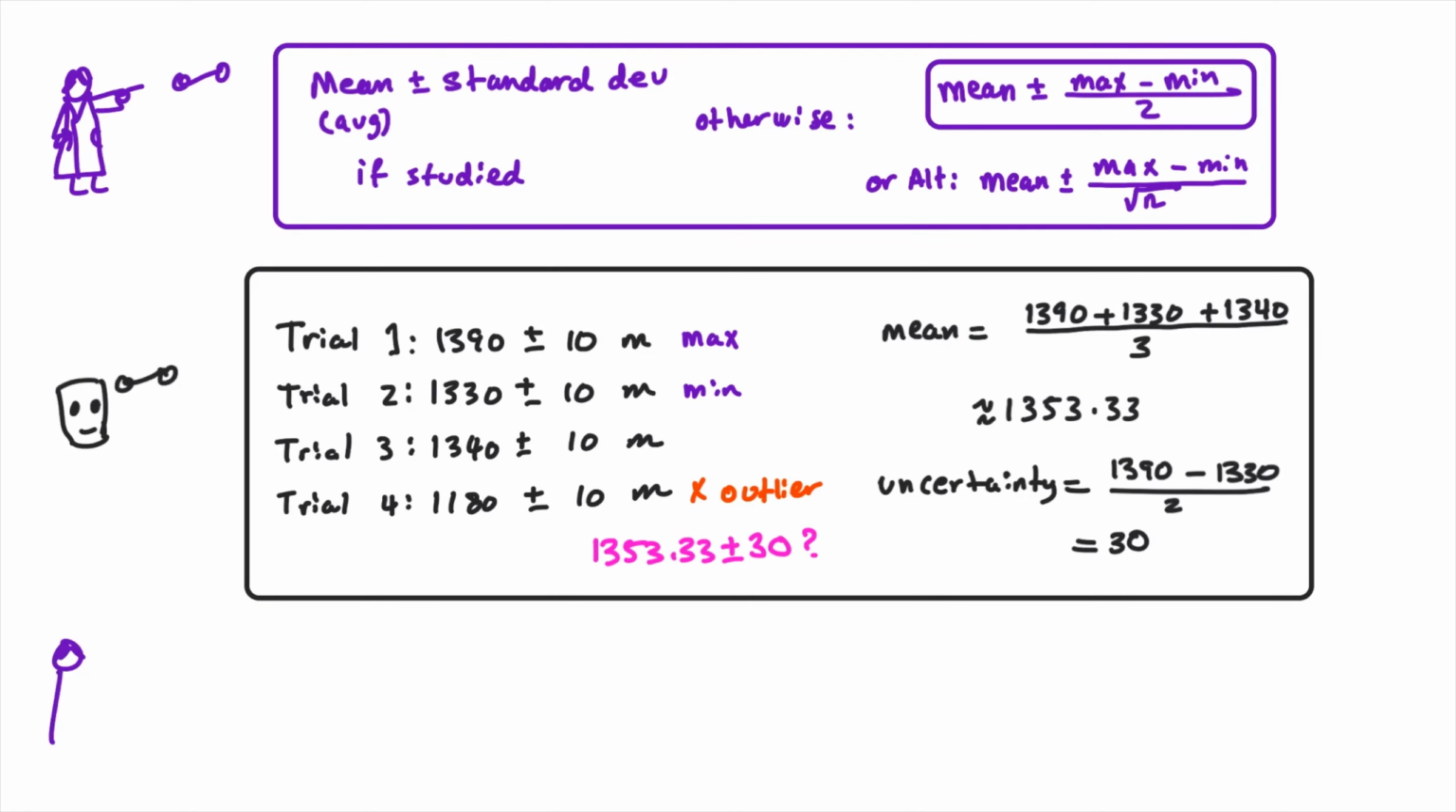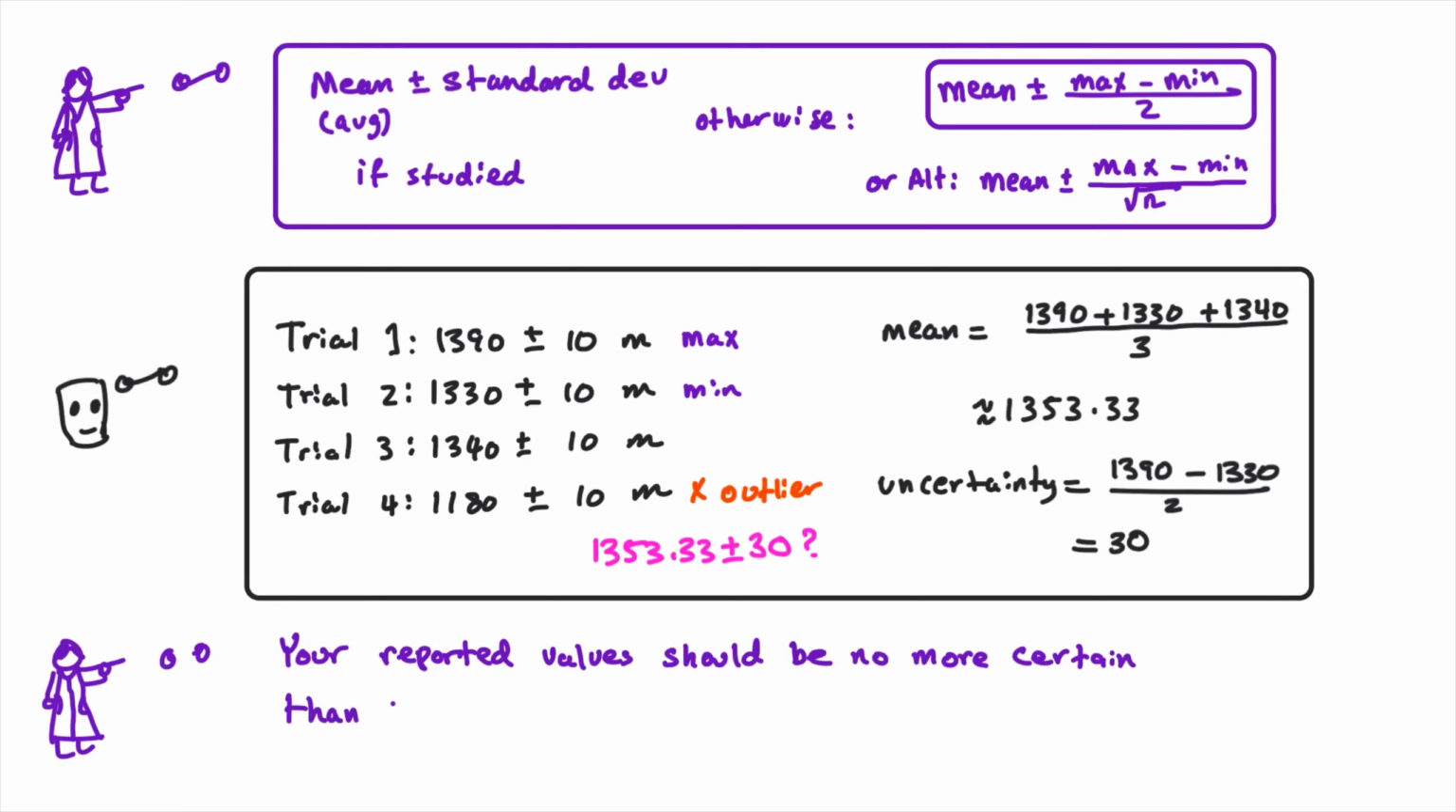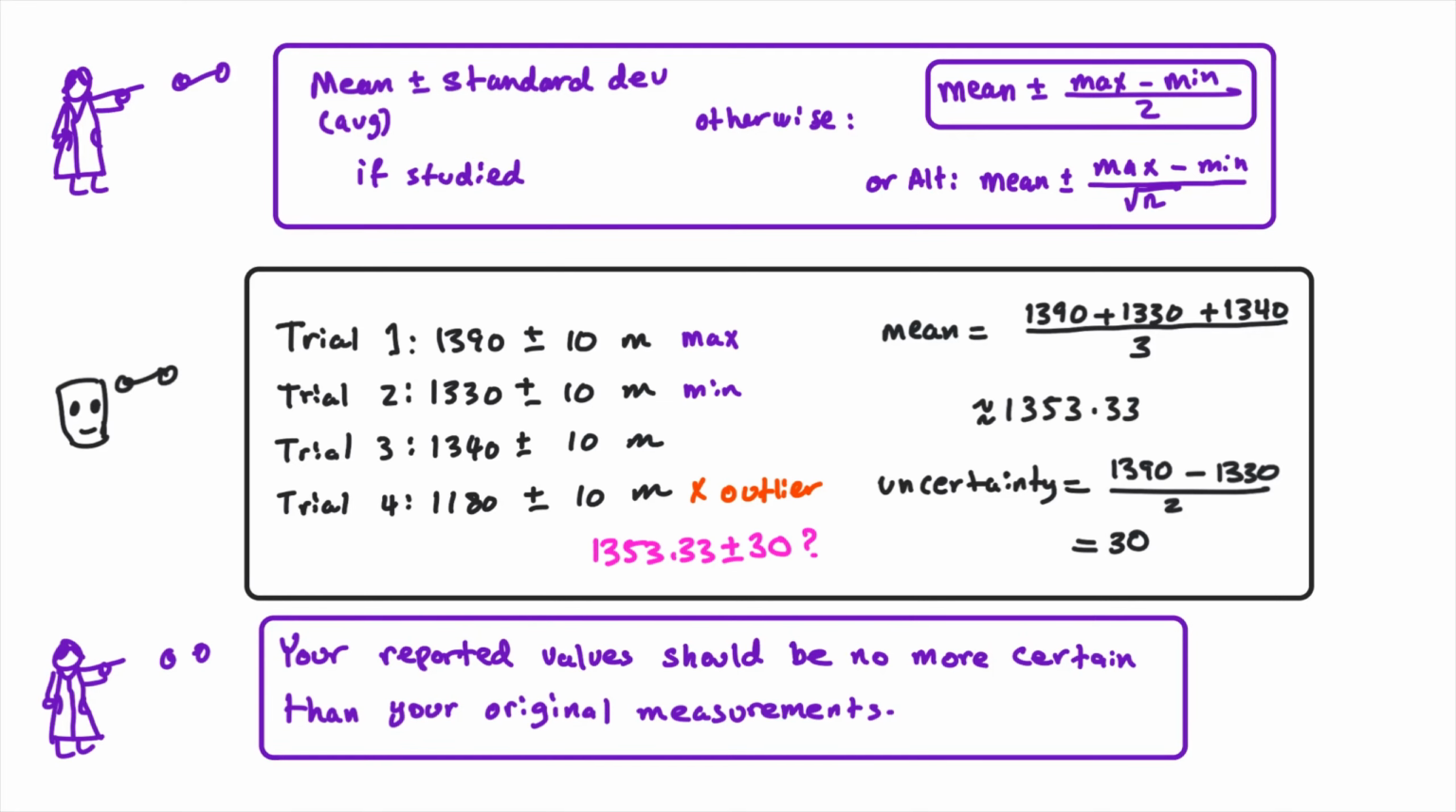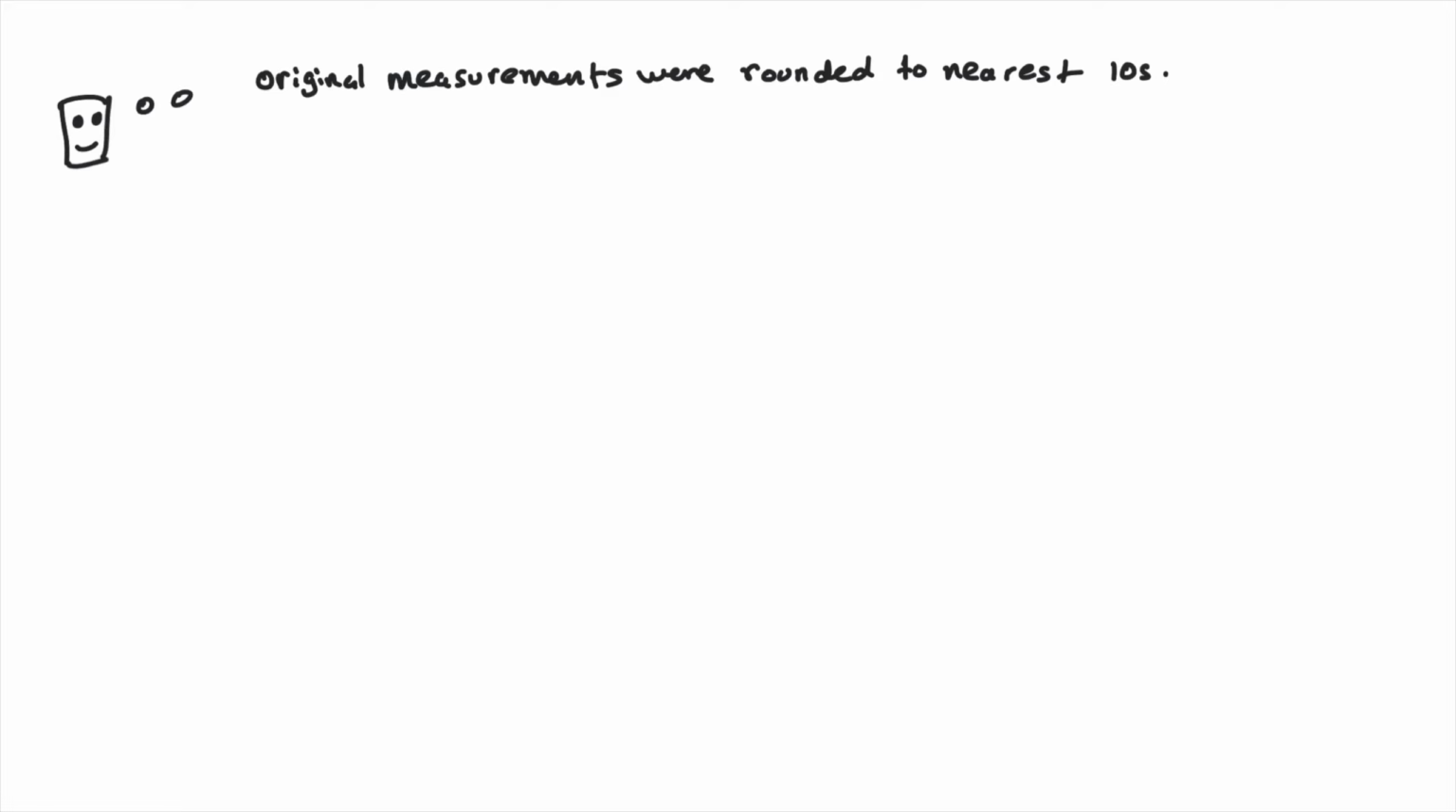Mr. S told Robo that your reported value should be no more certain than your original measurements. Robo processed this in his CPU. The original measurement had uncertainty of 10 meters. That means that all measurements were rounded to the nearest tens, and the final reported value cannot be more certain than this. Therefore, Robo needed to round both the mean and the uncertainty to the nearest tens.